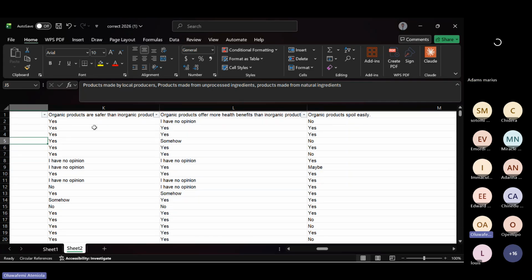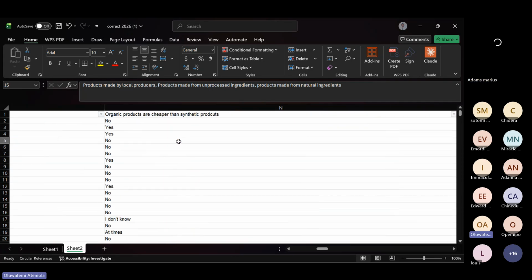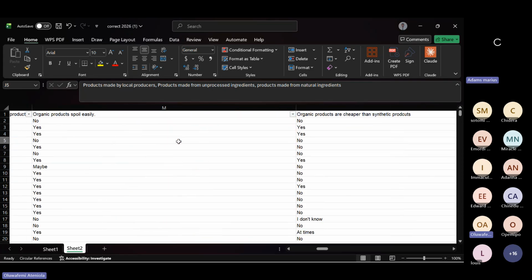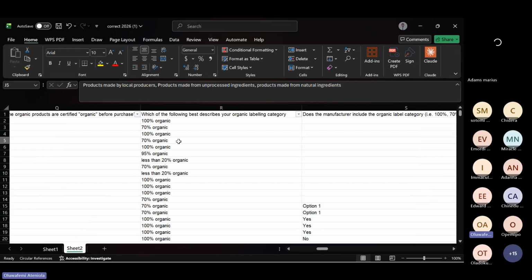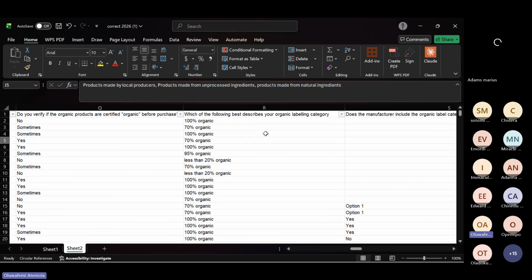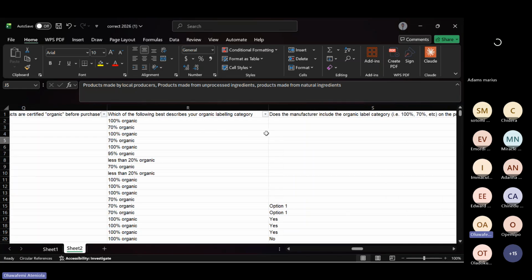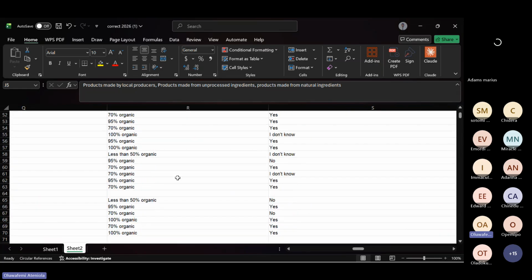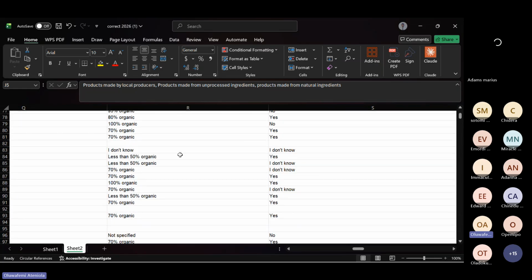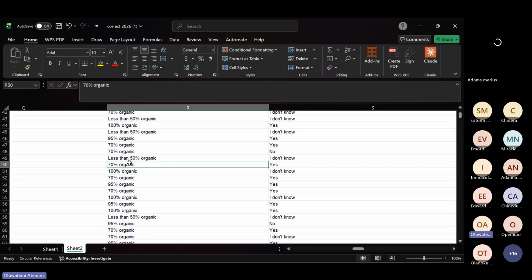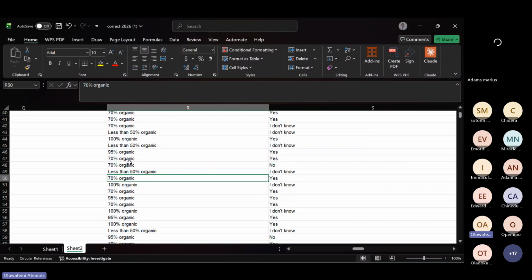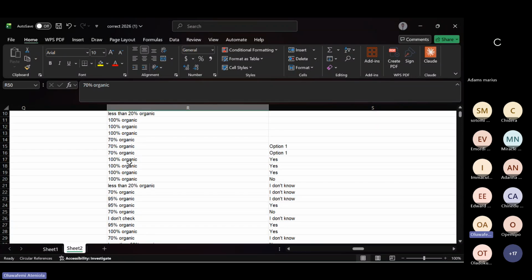The next question is asking about organic products. So let's just go through them real quick. Organic products are cheaper than single-price products. Good. So which of the following best describes the organic product category? I believe everyone has gone through all of these categories listed down here, and you can explain what each one means. So when you say 100%, 70%, I believe we understand what they represent.